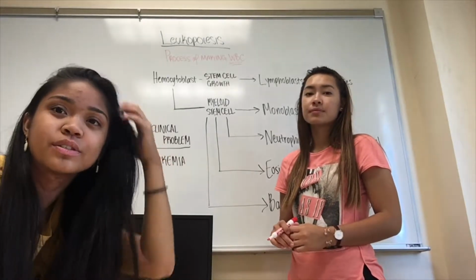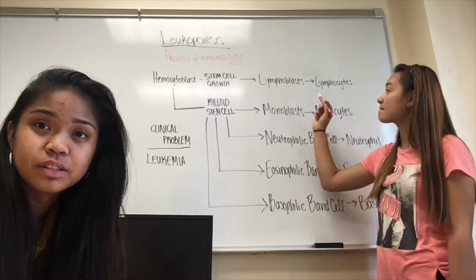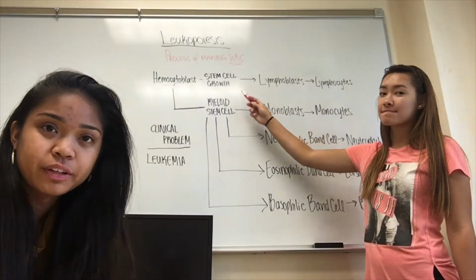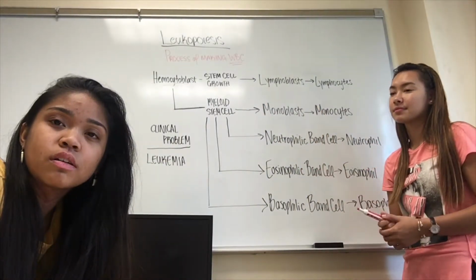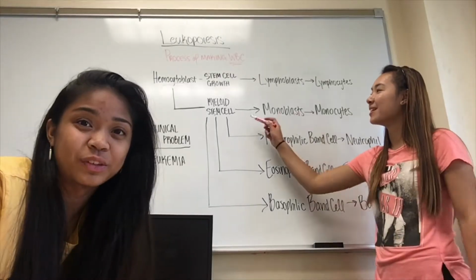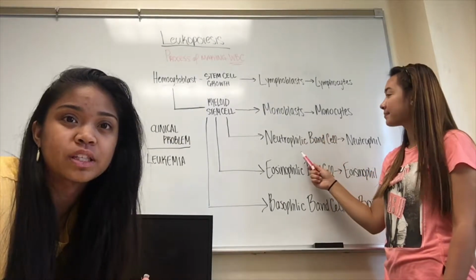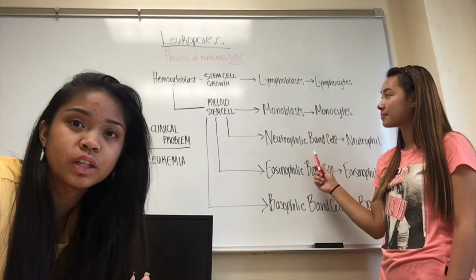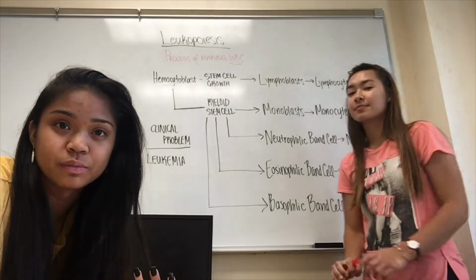Just like red blood cells, white blood cells have a formation pathway too. They all start from a hemocytoblast, which is stimulated by a stem cell growth factor. Lymphocytes branch off first. They start off as lymphoblasts, then lymphocytes. Others derive from a myeloid stem cell. Monoblasts become monocytes, while myeloblasts can form neutrophils, eosinophils, and basophils. All three start off as band cells before becoming mature.